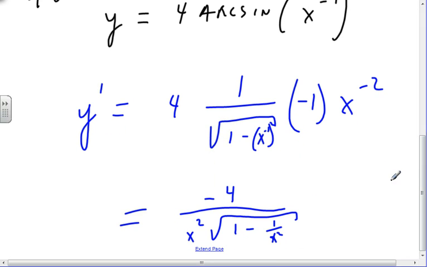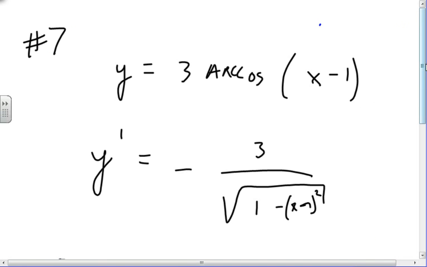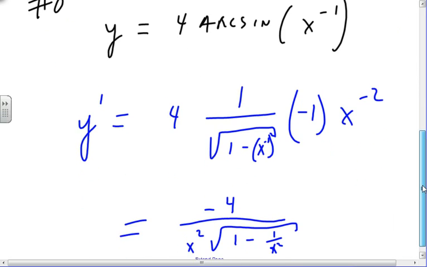That's 8. If I go to 9, then I'm done with this section. Okay, just number 9.